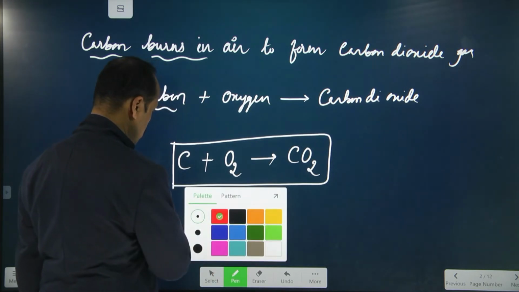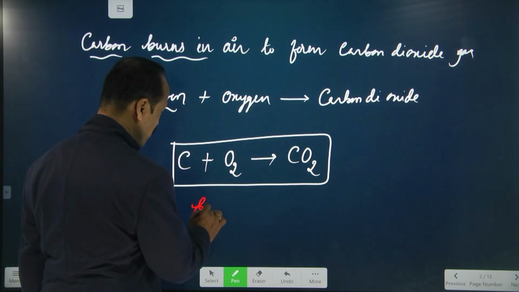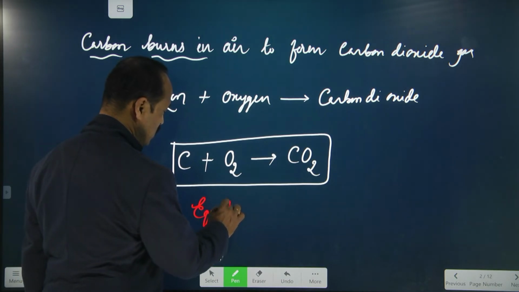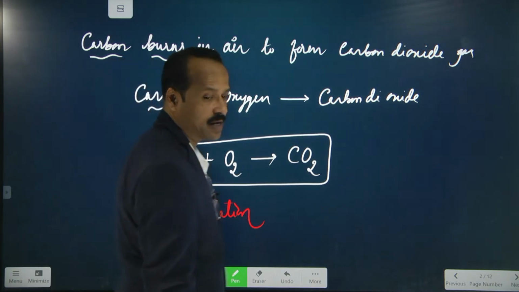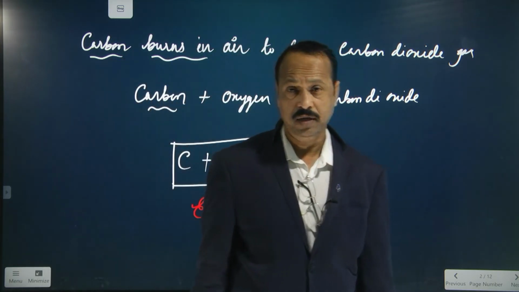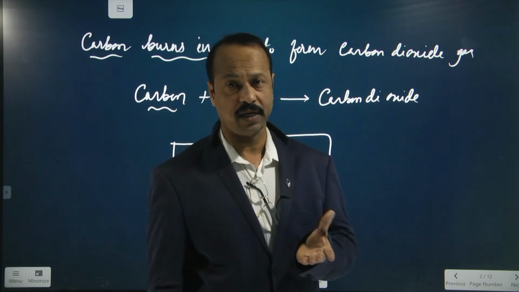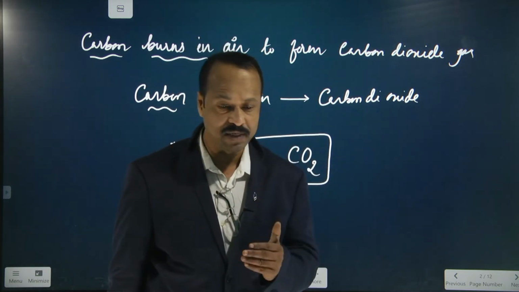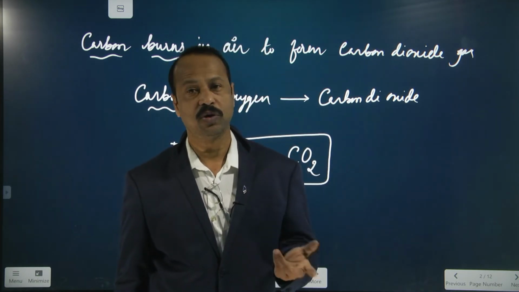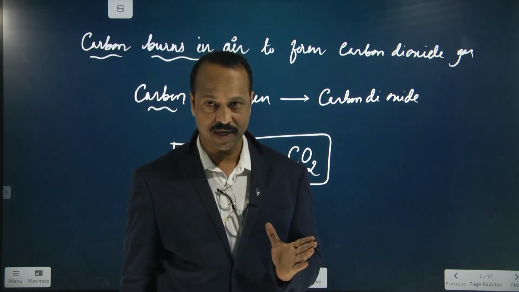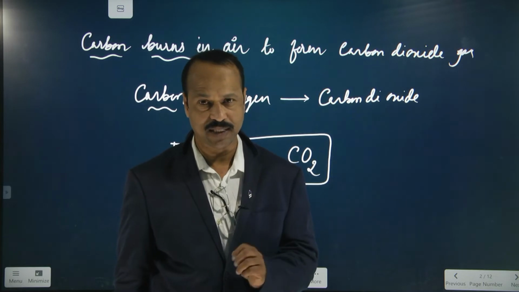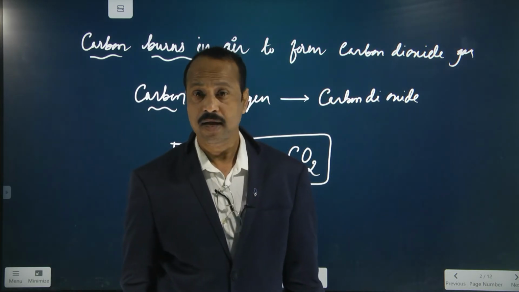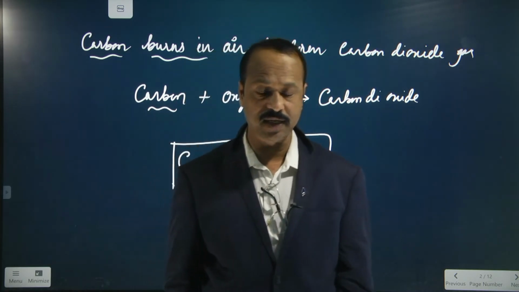Yes, this is called the chemical equation. A chemical reaction is nothing but a chemical change. We are writing that chemical change in short by using symbols and formulas, and that is called a chemical equation. Is this clear till here?